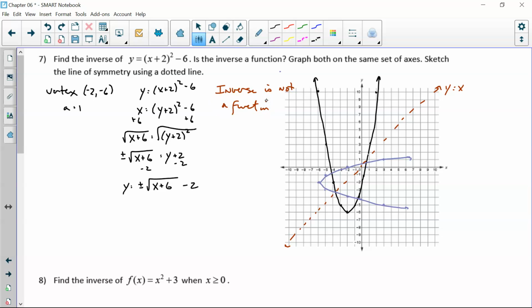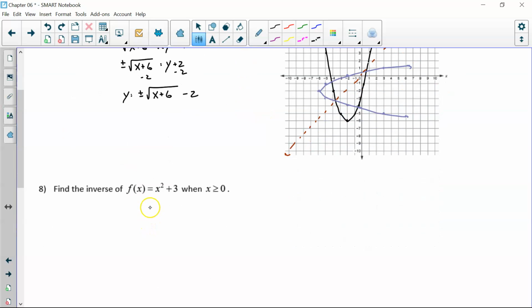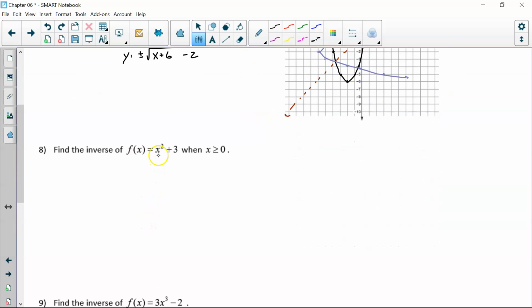So now, the last one, problem number 8. Here we have, there's actually 2 more. For the inverse, f of x equals x squared plus 3. Now, if we were to graph it, f of x equals x squared plus 3, our graph would look like this. That's f of x. Now, because of that, it wouldn't be a function.